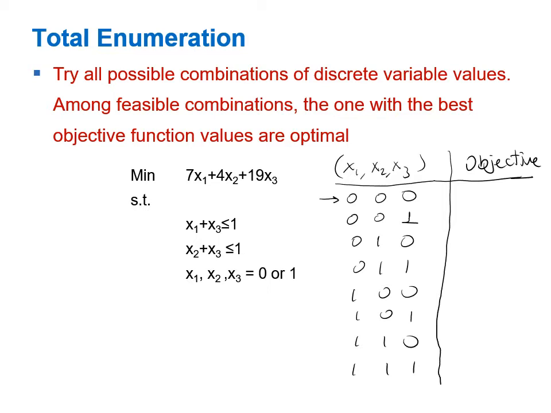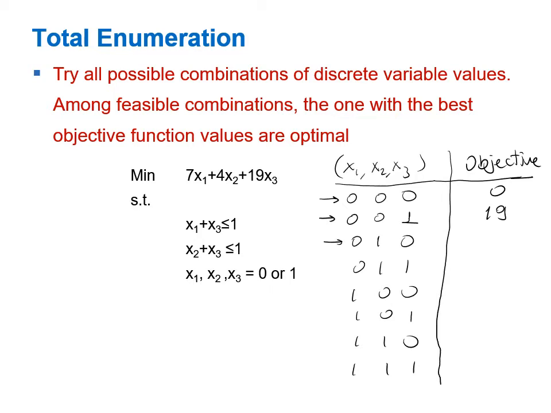So let's start with the first one, 0, 0, 0. Is this solution feasible? So look at the constraints. For feasibility, you need to check the constraints, and we see that both constraints are satisfied with these values. And when you plug in 0, 0, 0 in the objective function, we find the objective function value to be 0. The second one, 0, 0, 1, if you check the first and second constraints, again they are satisfied. And when we plug this into the objective function, we see that 0, 0, 1 provides us an objective function value of 19.